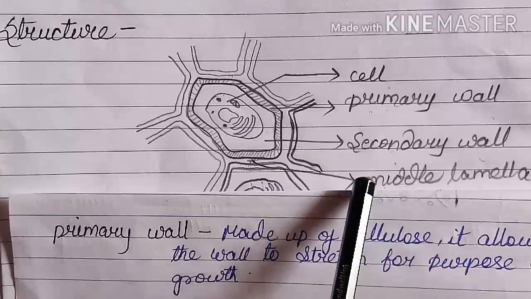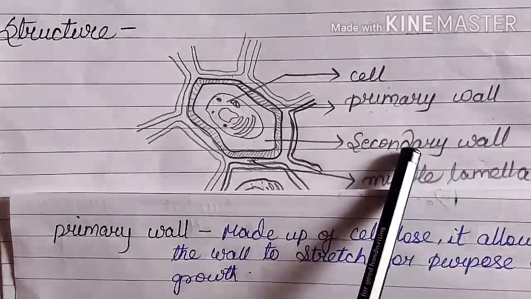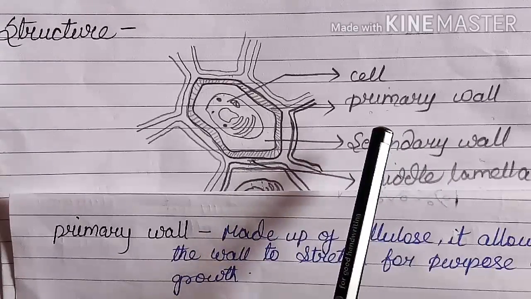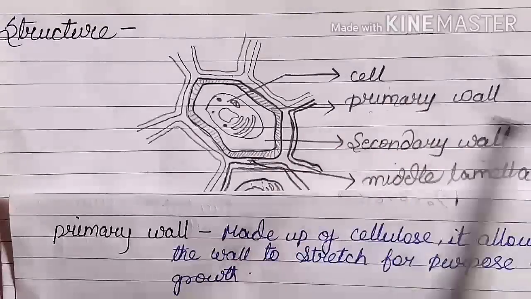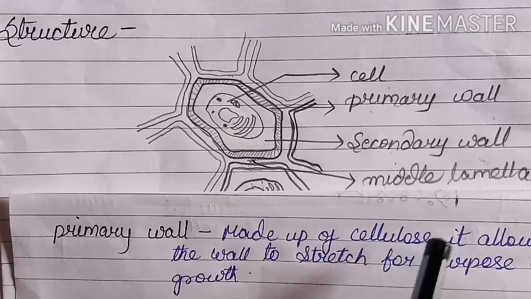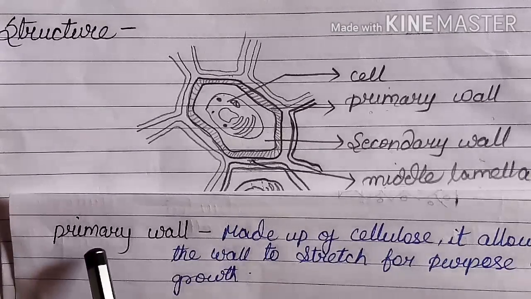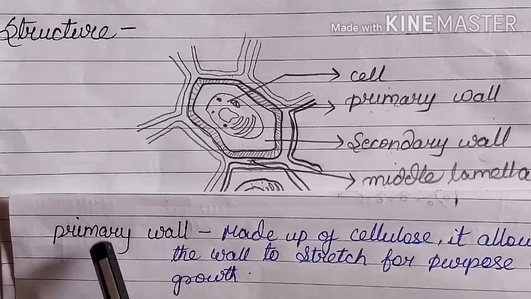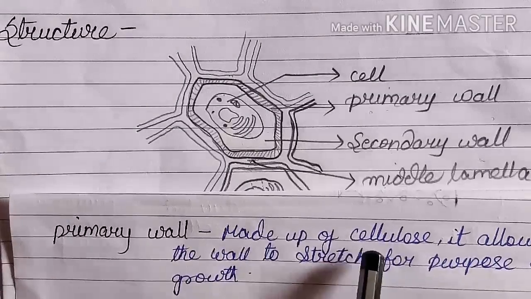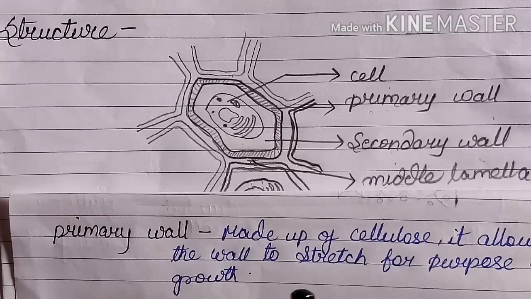As I have told you, cell wall is made up of primary wall, secondary wall and middle lamella. Let's quickly see their function and composition. The first one is primary wall. Primary wall is made up of cellulose, and its function is that it allows the wall to stretch for the purpose of growth. It has some stretchability, which is important for growth of the cell.